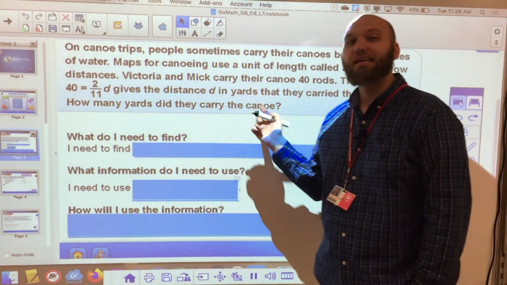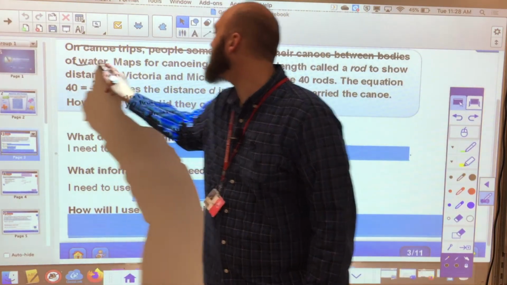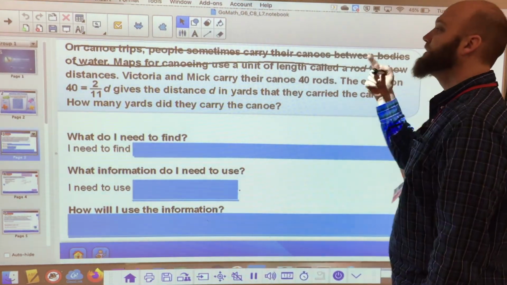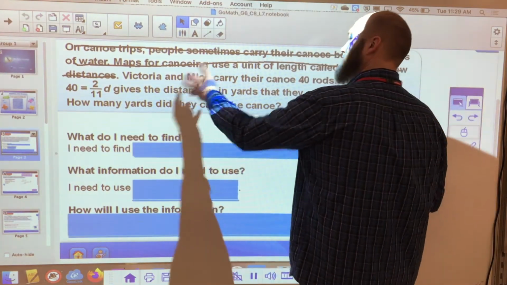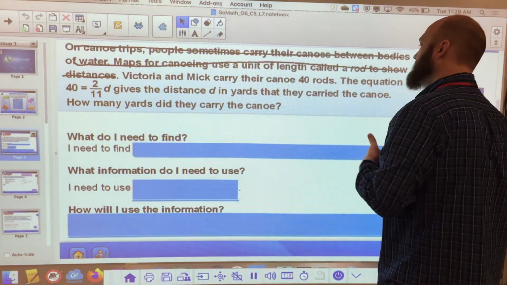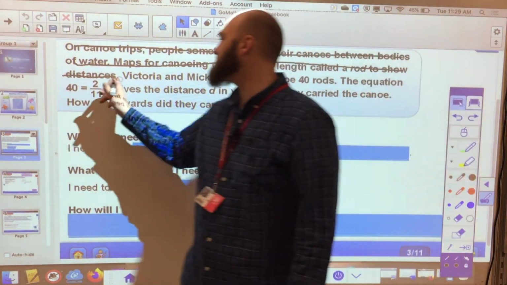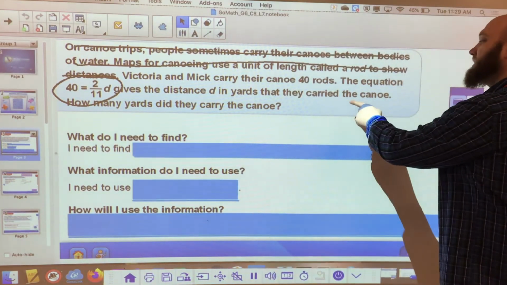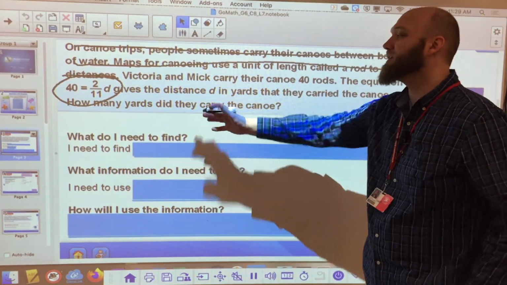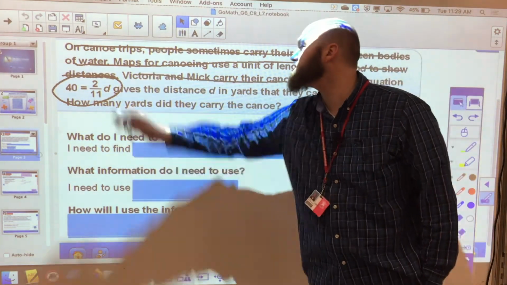Most of this is a distractor. It's fairly pointless, right? I don't need to know that they're on canoe trips, or even exactly what a rod is. This could break down to: the equation 40 equals 2/11 d gives the distance in yards they carry the canoe. How many yards do they carry the canoe?